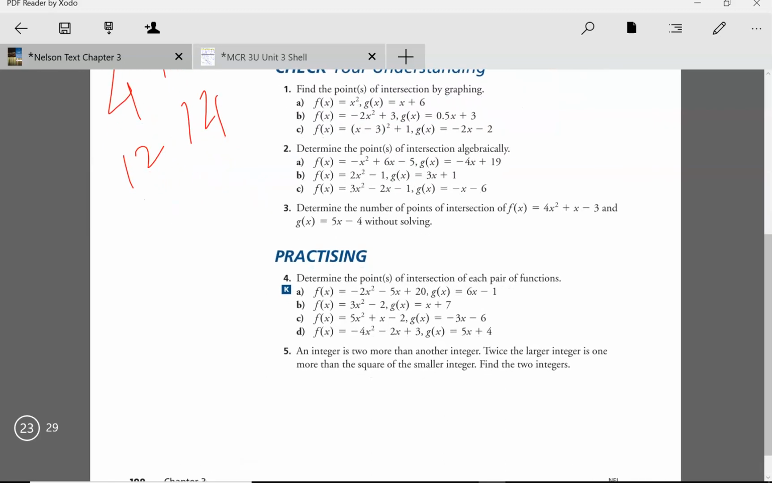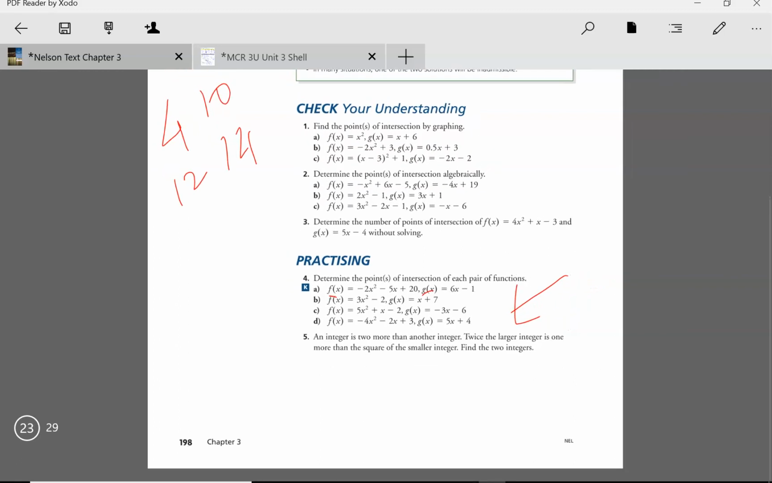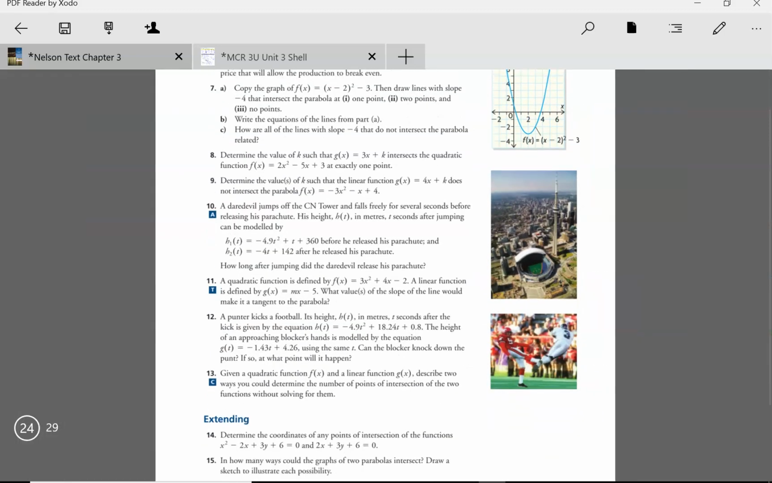Okay, determine the points of intersection. Algebraically you know how to do this. Again, you just set g of x equals f of x, rearrange everything to one side, and solve for x. You can solve using completing the square or the quadratic formula in this case, but you should know how to use completing the square by now. That's the hope. So that's that. 10, 12, 14.